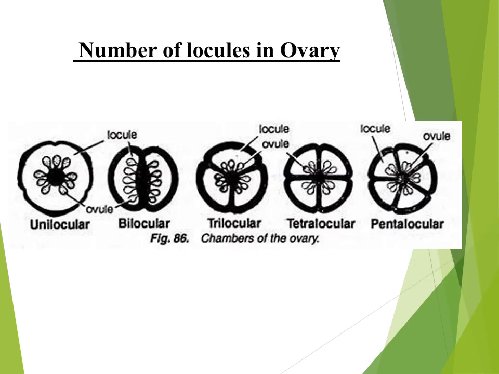Now the number of locules in ovary. Unilocular, one chamber; bilocular, two-chambered; trilocular, three-chambered ovary; tetralocular, four-chambered; pentalocular, five-chambered ovary. This black spot in ovary is known as placenta, and these are the egg cells. They unite with this central placenta, and this one is the ovary wall. In the center region, all the eggs or ovules are attached with the placenta for taking nourishment.